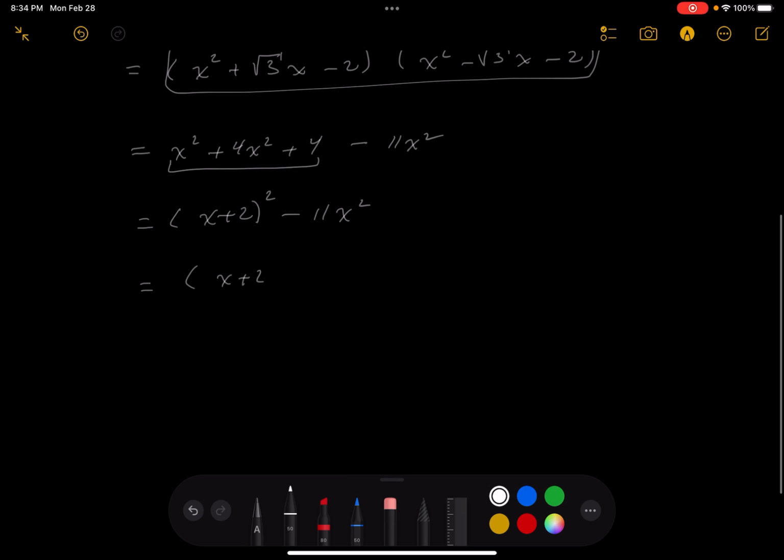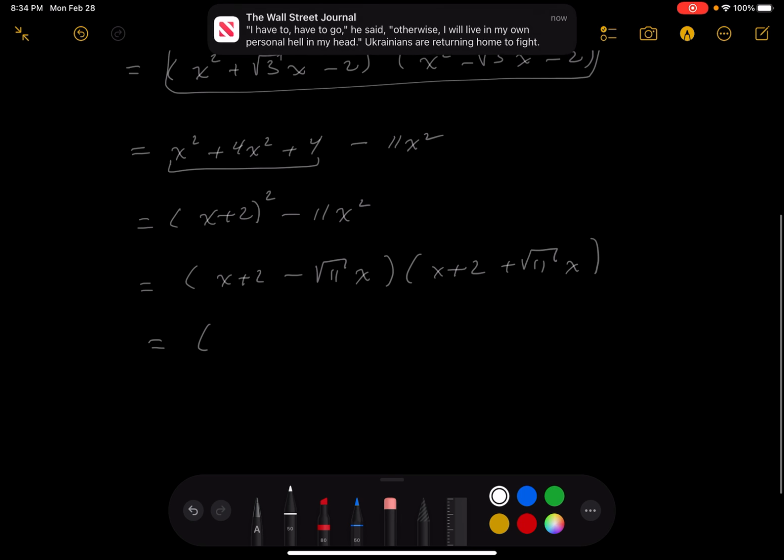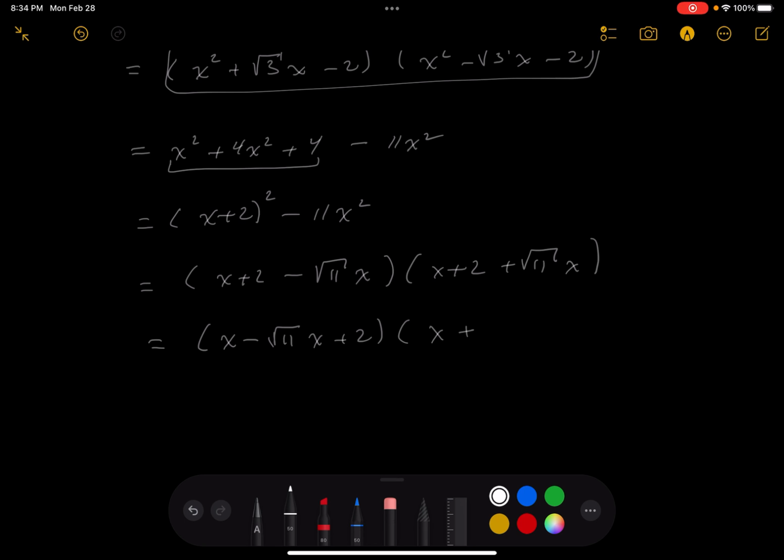You get (x² plus 2 minus root 11 x) and (x² plus 2 plus root 11 x). I'm just going to reorder it. (x² minus root 11 x plus 2), (x² plus root 11 x plus 2). Put a box around this.